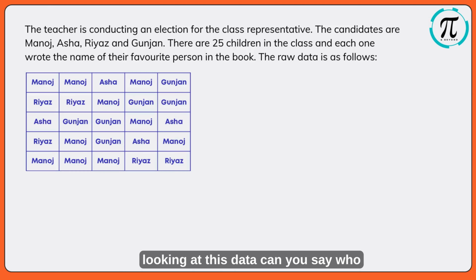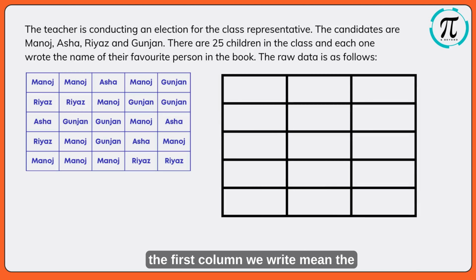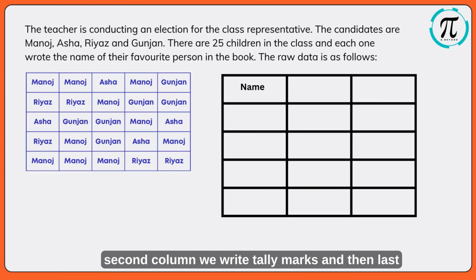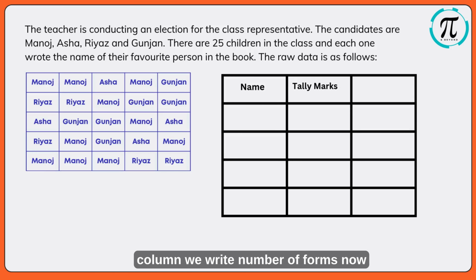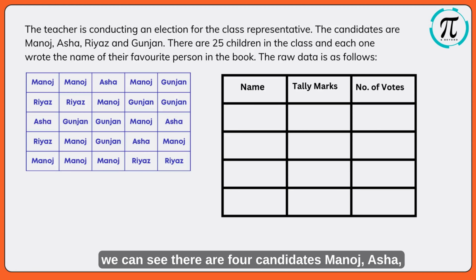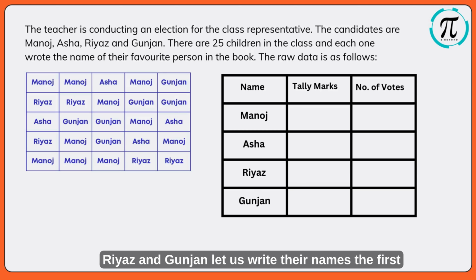By looking at this data, can you say who the winner is? No, it will be time consuming. Let us show the data in a different way. Now we make three columns. In the first column we write name, in the second column we write tally marks, and in the last column we write number of votes. Now we can see there are four candidates, Manoj, Asha, Riyaz, and Gunjan. So let us write their names in the first column.